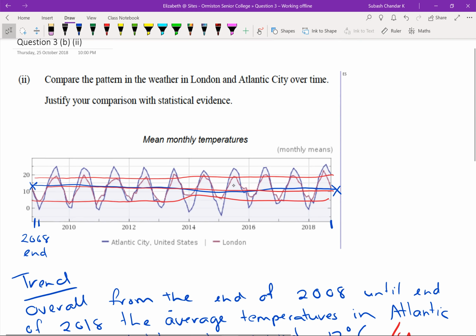Now, the question says compare. So I need to compare these trends. So tell me about them. Are they about the same? Are they different? What would you conclude? They're about the same. Yep. So in that case, that's what I want to have as an overall conclusion.